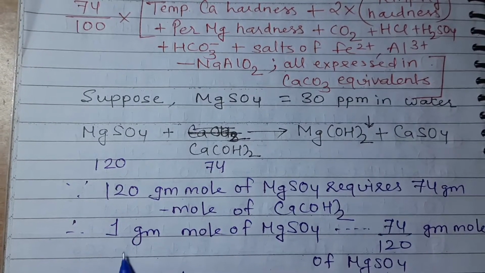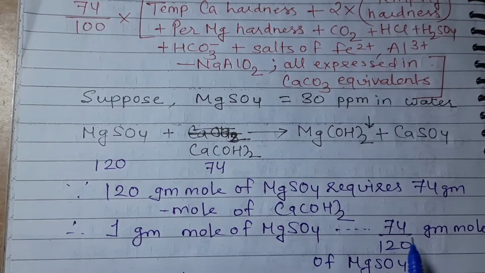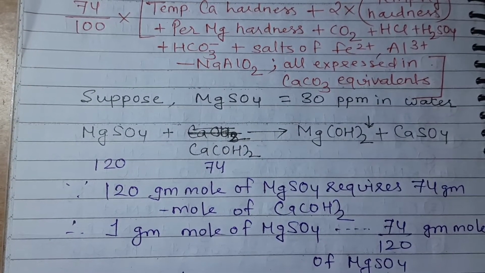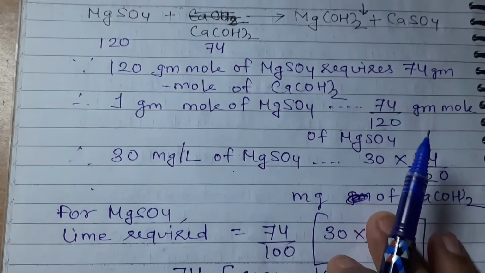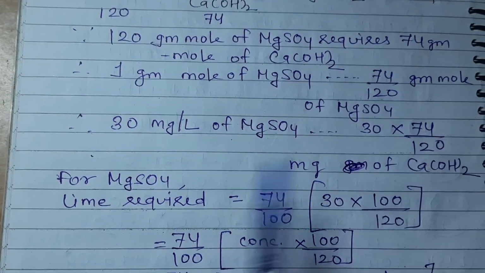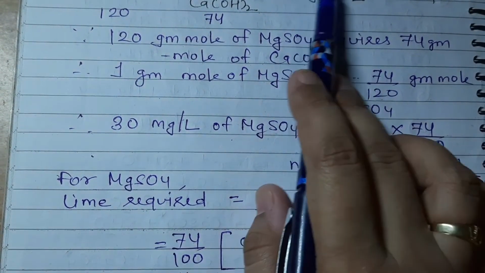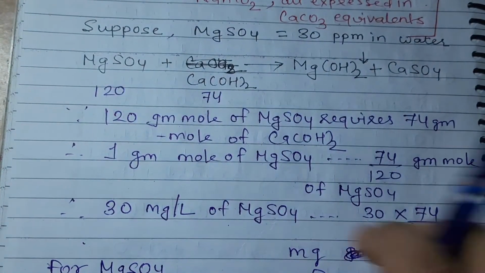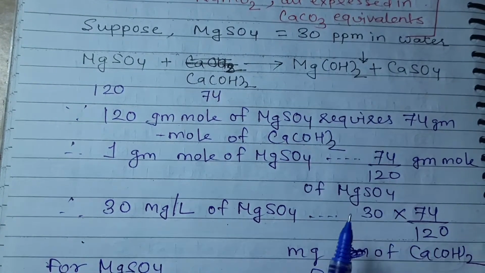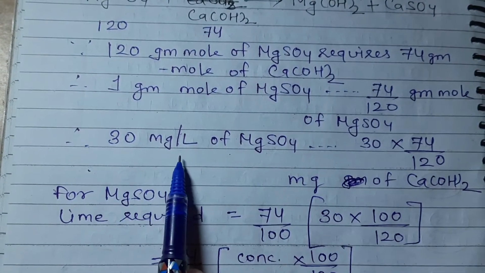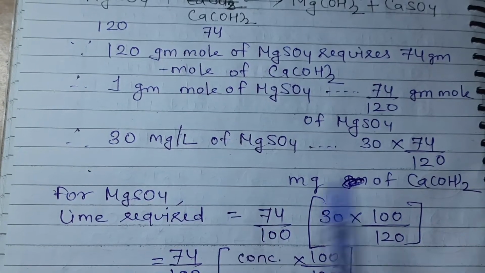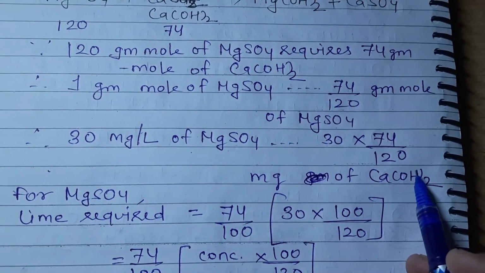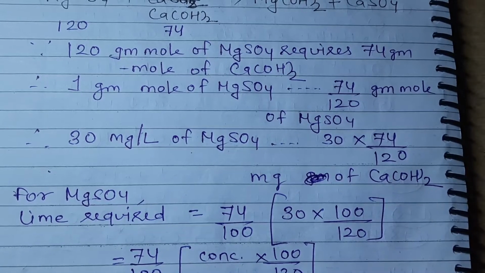Therefore we can say that 1 gram of magnesium sulfate will require 74 upon 120 gram of calcium hydroxide, and similarly the given concentration, that is 30 ppm, or 30 milligram per liter of magnesium sulfate, actually requires 30 into 74 upon 120 milligram of calcium hydroxide.